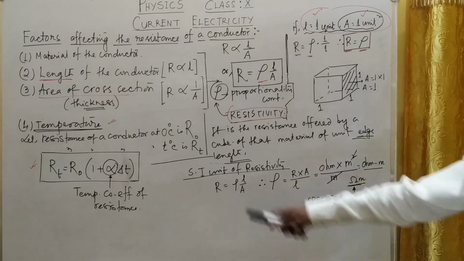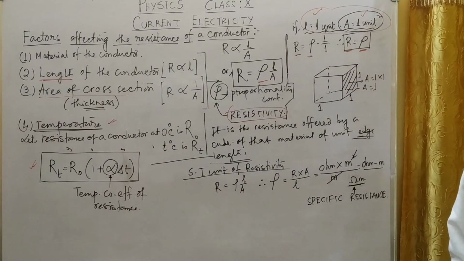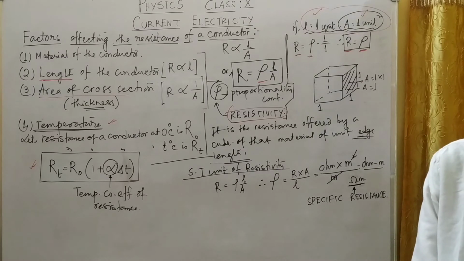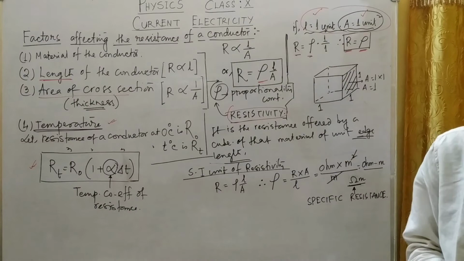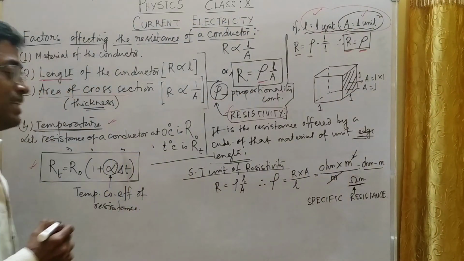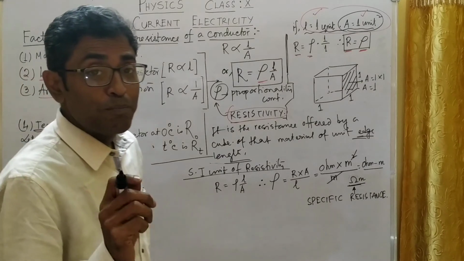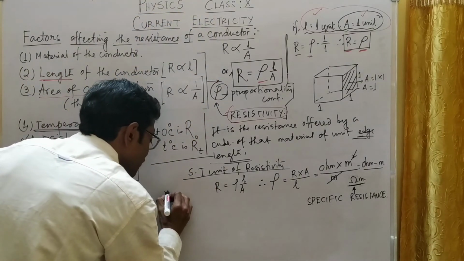And what are the factors affecting the resistivity of the conductor? Remember, this will not work then. Resistivity of the conductor is a property of a substance. It doesn't depend on length, area, cross section, nothing. So remember, specific resistance or resistivity is a characteristic property of a material. So remember this one very properly.